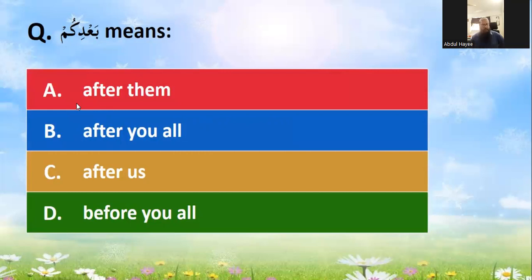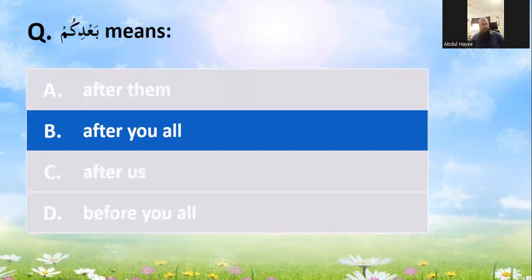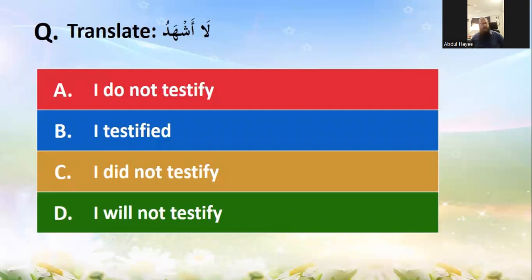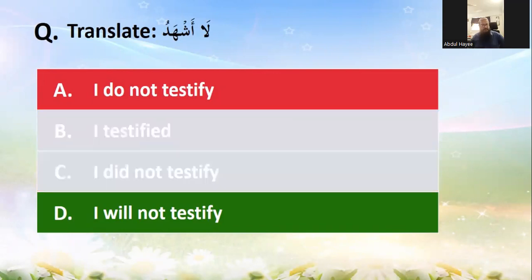Which has come? A, B, C, D. After them? Ba'dikum, after you all. It is not after it, it is you all. Yes, after you all. What about this? La ashhadu: I do not testify, I testified, I did not testify, I will not testify. La ashhadu, I do not testify. A. Oh, double meaning, because ashhadu is a mudari. It will take the present as well as the future. I do not testify or I will not testify.